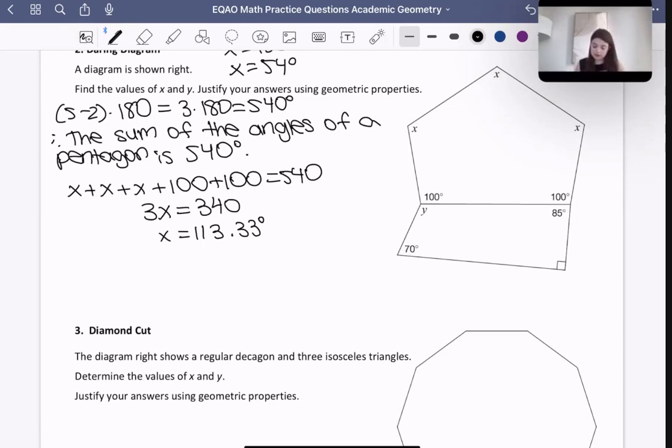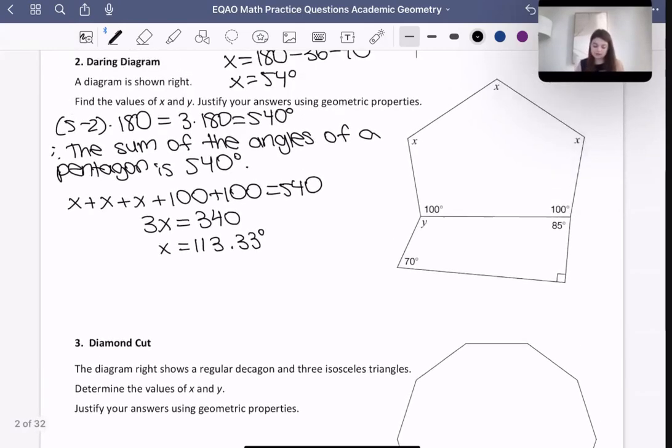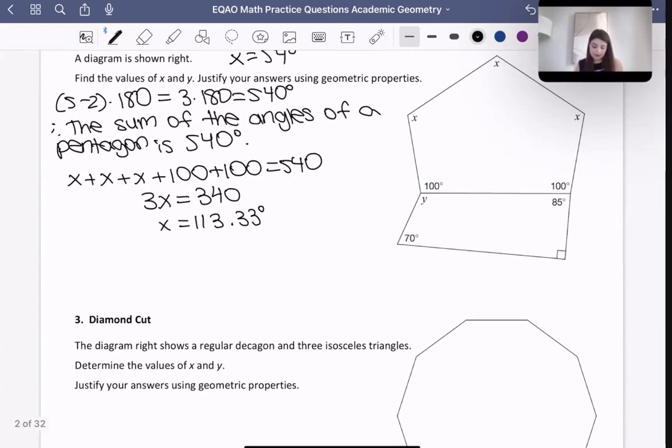In this one here, we must add up all four of these to get 360, okay? Because the sum of all the interior angles of a quadrilateral, or a four-sided polygon, is always 360. So for y, we can say y plus 85 plus 70 plus 90 must be equal to 360.